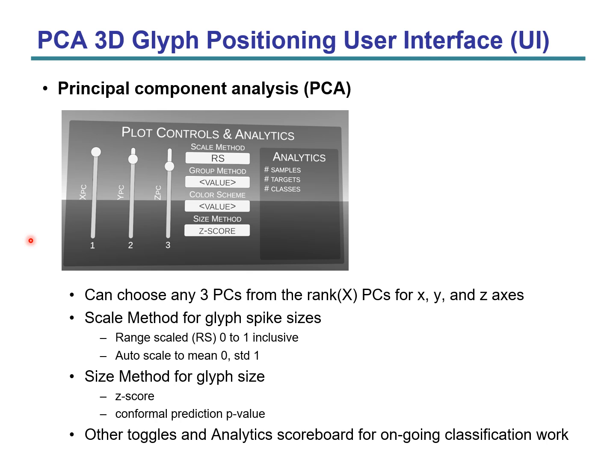We also have some toggle switches in there, the scale method, that's for range scaling or auto scaling the spikes on the glyphs. And then the other active drop-down menu here is the size method, so we can flip between the z-score, like I said, or we can do the conformal prediction p-value. These other group method, color scheme, and this analytic scoreboard are for our ongoing classification work. So it's a similar software, and we're kind of doing outlier detection with the classification software.